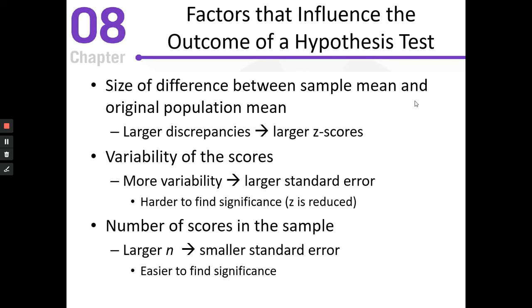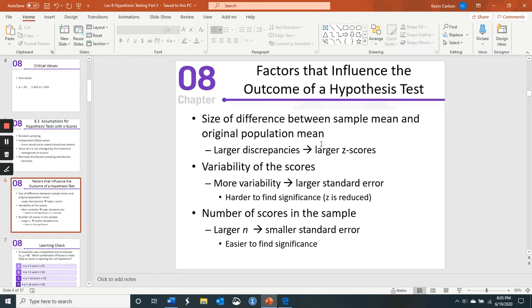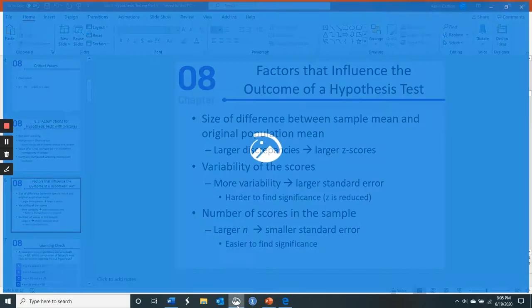So hypothesis tests. We're going to talk a little bit about what things affect whether our test comes out to be significant. Significant means that there's a difference, for example, between our treatment group and our placebo group. So the first point there is pretty easy. It just says that we have a larger difference between the treatment and the placebo group.